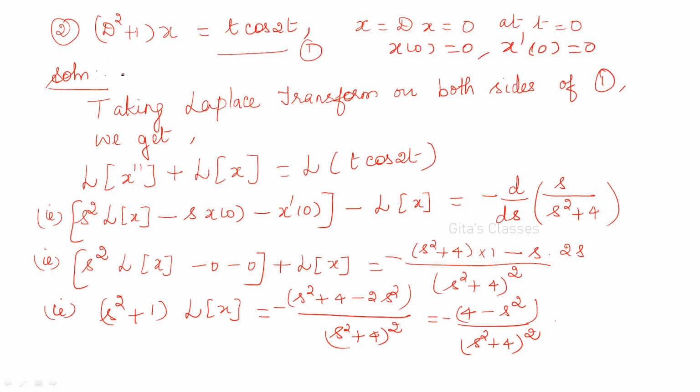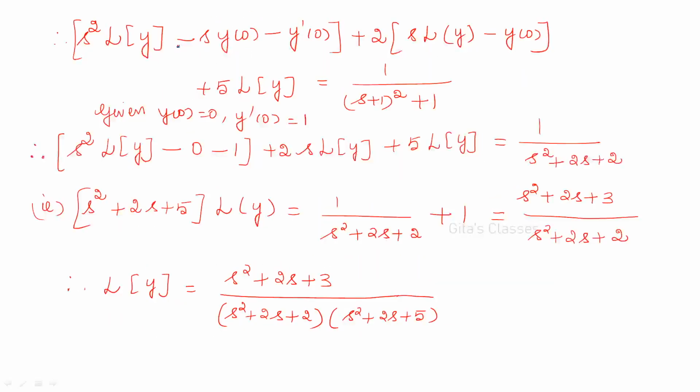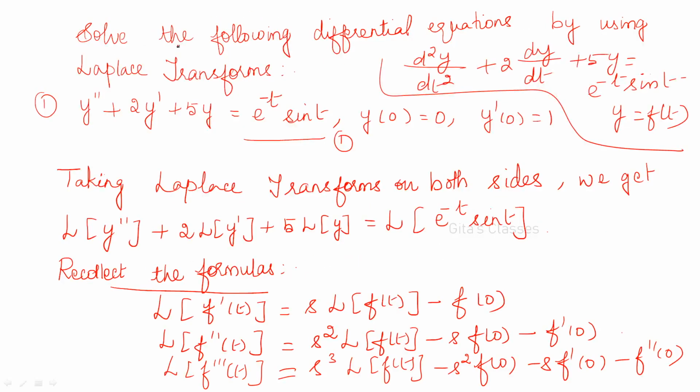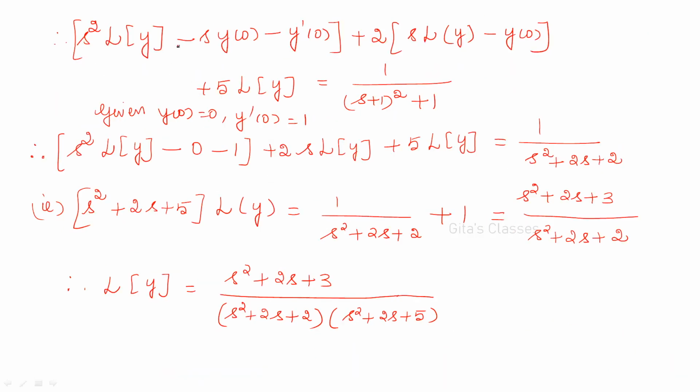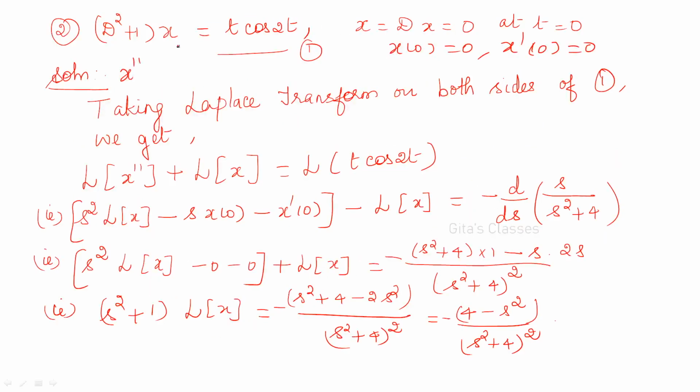And what is this equation? X double dash. And please remember, in the previous problem, dy by dt, d squared y by dt squared, y was the dependent variable, t was the independent variable. In this problem, x is the dependent variable and t is the independent variable. That is d squared x by dt squared or x double dash plus x dash is equal to t into cos 2t. This is the given equation.